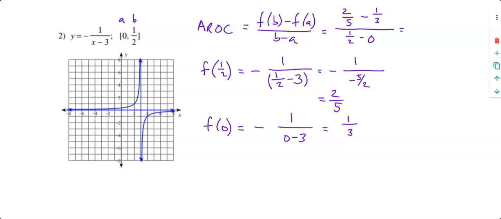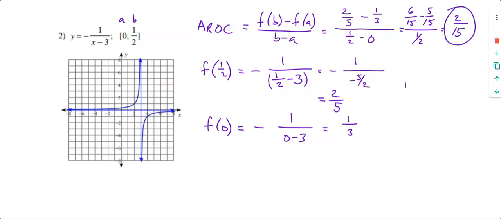And this is 6/15 minus 5/15 over 1/2. And that ends up being 2/15. So that's my average rate of change.